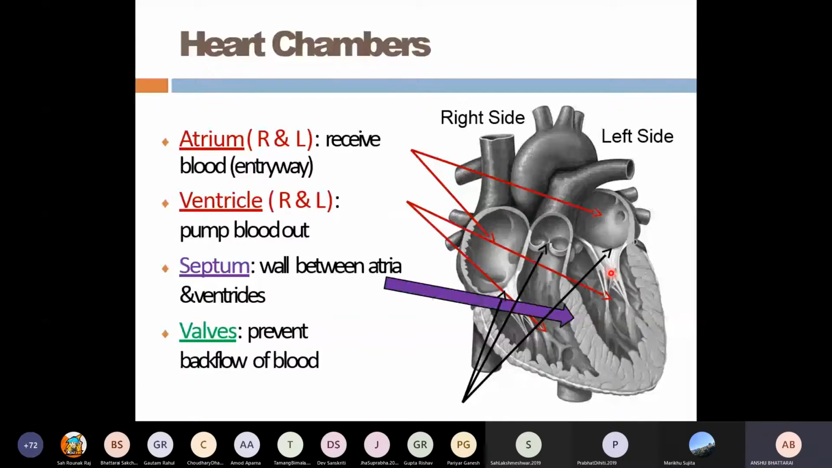And also there is aorta that is associated with the left heart, and the pulmonary trunk that is associated with the right heart. This also has its own valve. So the pulmonary valve and aortic valve is also present.